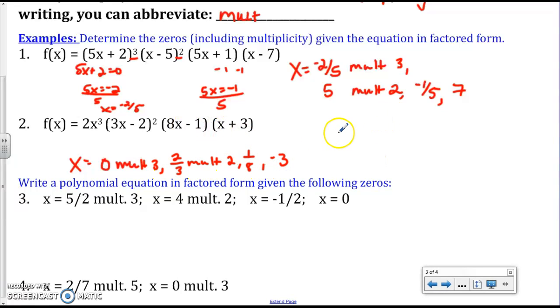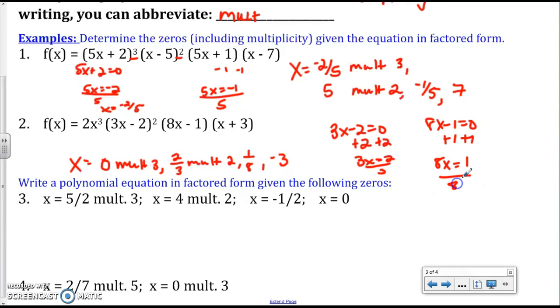Now, I'm doing this without showing any work. If you need to, off to the side, actually set each part equal to 0, please do that to help you out finding that fraction. So you get, that's where my 1/8 and my 2/3 are coming from. Okay, but this is my answer here.